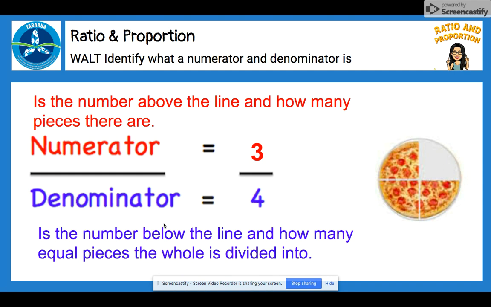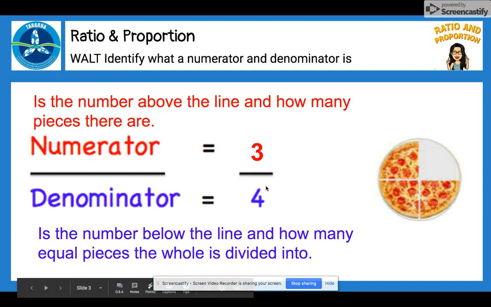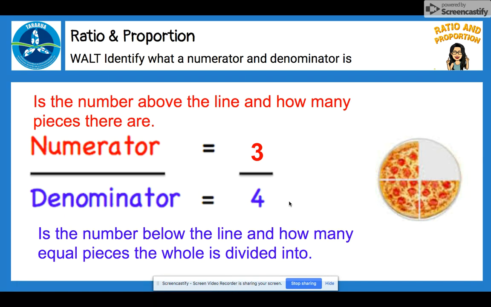The denominator is the number below the line, which in this instance is the number 4, and it shows us how many equal pieces the whole is divided into. So this was a whole pizza, and it was sliced into 4 equal pieces of pizza. Does that make more sense?